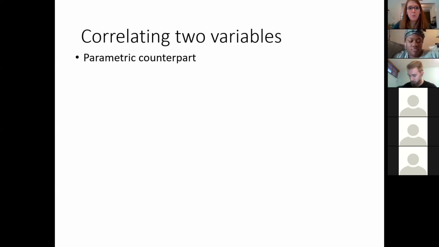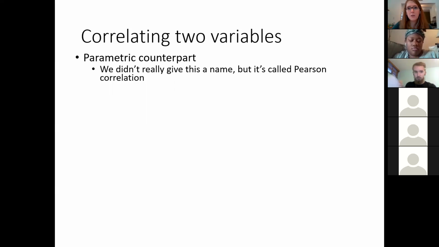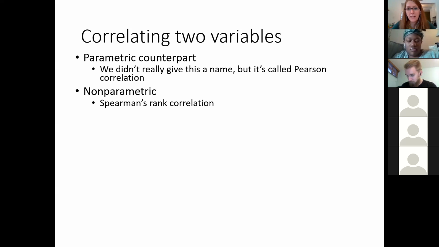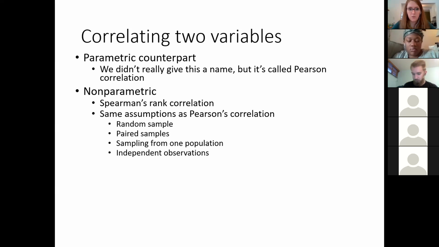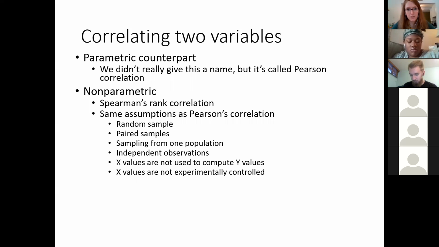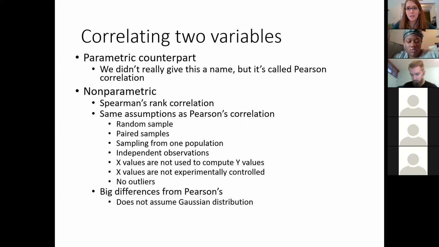So correlating two variables, the parametric counterpart, we didn't really give it a name when we went over it, but it's called Pearson's correlation. The non-parametric equivalent of this is called Spearman's rank correlation. So another way that they're putting things in rank order and then trying to correlate them. It has the same assumptions as Pearson's correlation, so it needs to be a random sample. The samples are paired, you're sampling from one population, observations are independent, X values are not used to compute Y values, X values are not experimentally controlled, there's no outliers. But the big difference from Pearson's is that it does not assume that there has to be a Gaussian or a normal distribution underlying it.